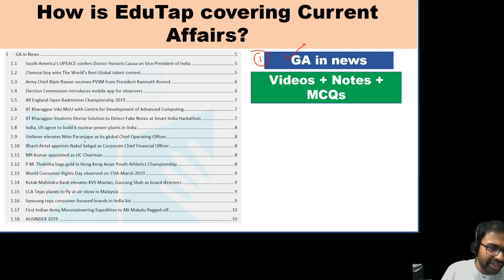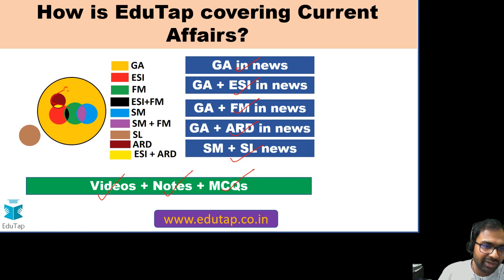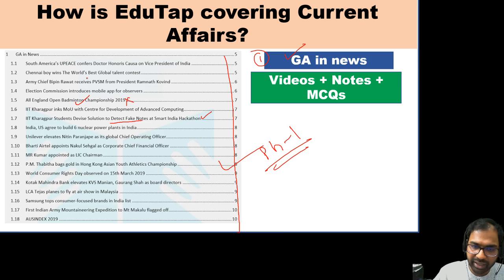See the news items here. IIT Kharagpur students devise solution to detect fake notes. Can it be asked in phase 2? No. All England Open Badminton Championship. Can it be asked in phase 2? No. All these news are such which can only be asked in phase 1. That is, this is nothing but exclusive GA. This is the exclusive GA part.